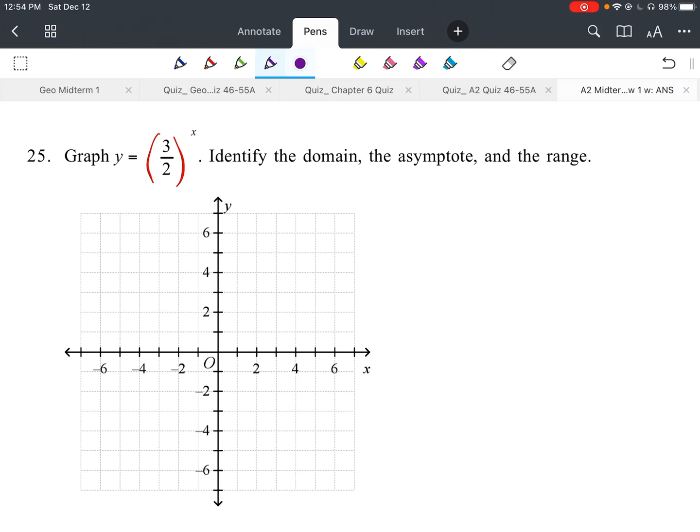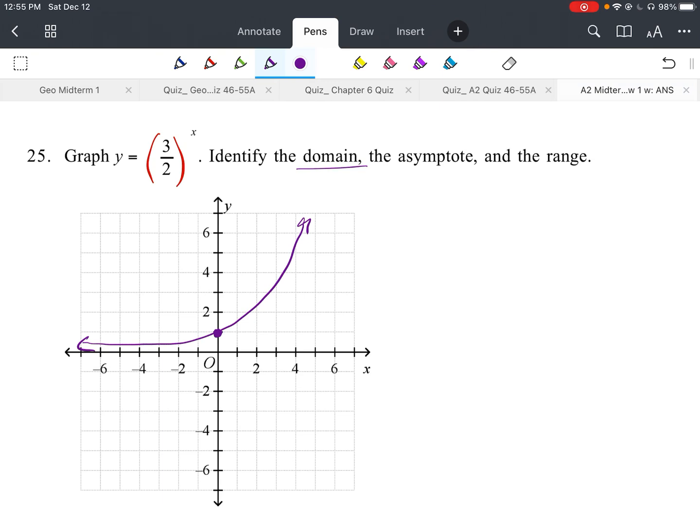All right, so typically you can automatically plot a point in there, the point being x equals 0. When x is 0, anything to the 0 power is always 1. So you know you're going to go through this thing right here. Now, 3 halves, that's 1.5. And so 1.5, like if it was equal to 1 to the x power, it would be a flat line at 1. But anything above 1, it starts growing exponentially. So essentially, your curve's going to look like this. Okay, that's a really rough sketch, but you get the idea.